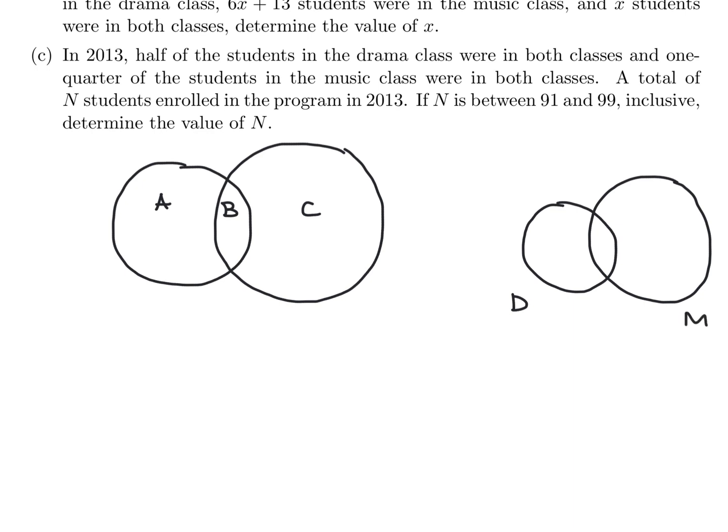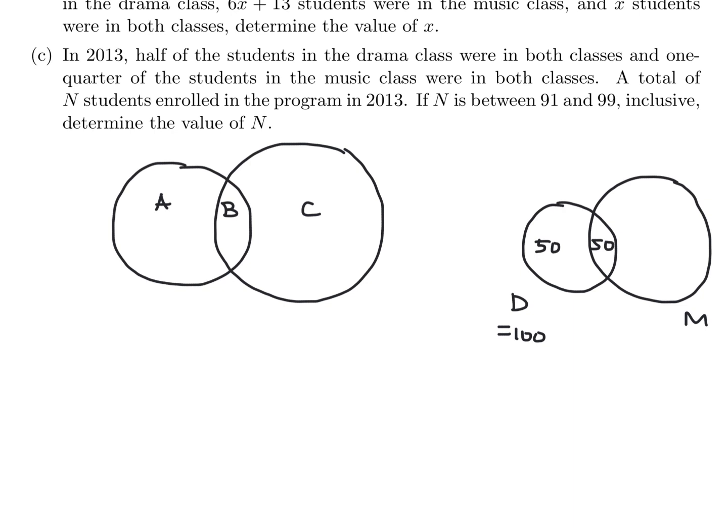Half the students in the drama class are in both classes. So, for example, let's say there were 100 students in the drama class, then half of them would be in both. This isn't drawn to scale, but that's okay. So that would make sense, right? 50-50. There's 100 students in the drama class, and half of them, which is 50, would be in both classes, and that's why the 50 goes in the middle.